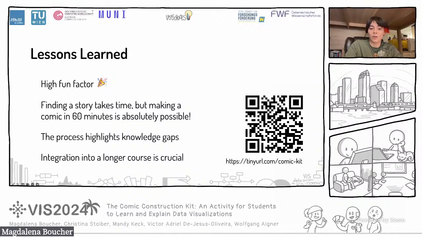So yes, all our materials are open source and free to use for anyone interested in replicating our workshop. All resources, including an activity sheet with detailed instructions, are linked in our paper or with this QR code. And with that, thank you for listening. I'm open for any questions.